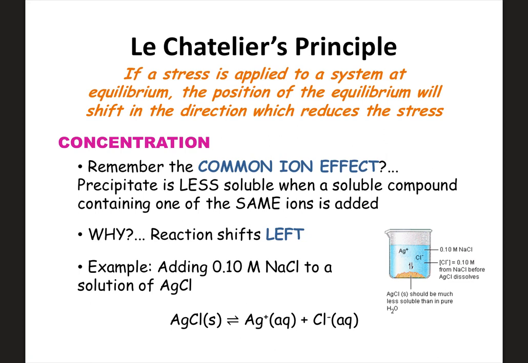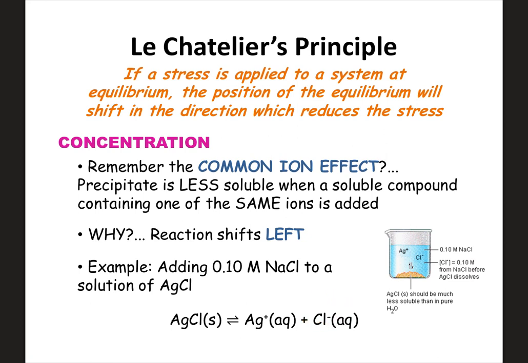So for example, if we add 0.1 molar NaCl to a solution of AgCl, all right? So think about this here. The solution is AgCl, so the AgCl is our solid, and it's going to be in equilibrium with both of its ions. That's the equilibrium here that we're looking at. By adding NaCl to that, the common ion is Cl minus. We don't care about the Na. It's the Cl minus that's in common here. Essentially, what we just did was we added more of the Cl minus.